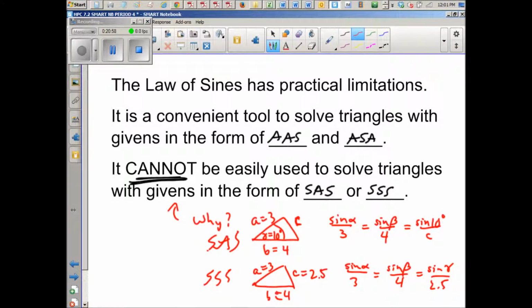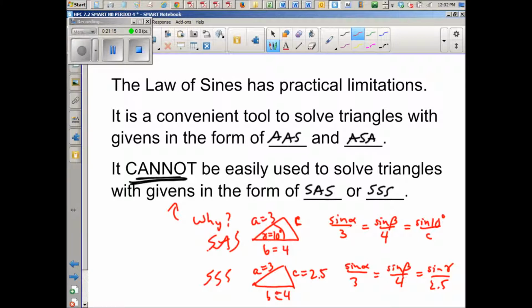So in other words, this is not the right tool for the job. Law of sines is great for AAS and ASA. So is that all it's good for? It can also solve one other kind, the SSA.